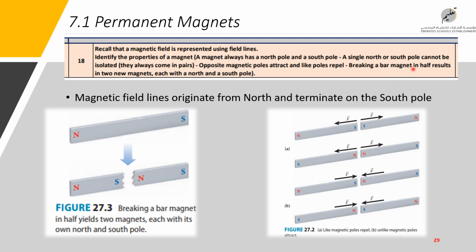Breaking a bar magnet in half results in two new magnets, each with a north and a south pole, as we discussed earlier on. Magnetic field lines always start from north. The lines always start from north and terminate in the south pole. So it starts with N and finishes in S. We continue.